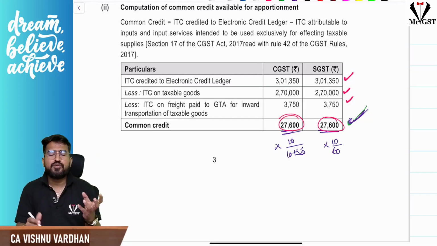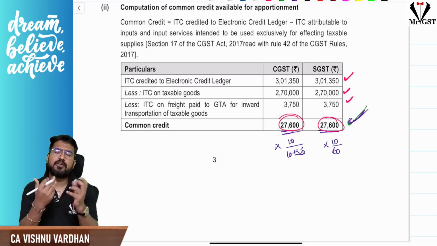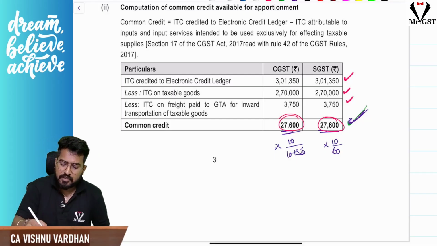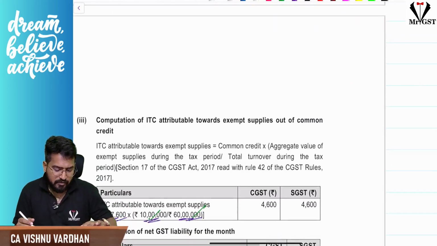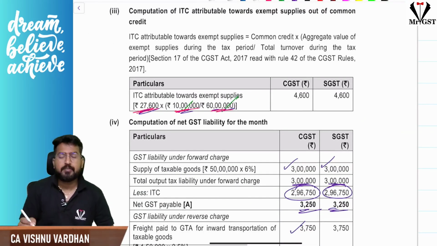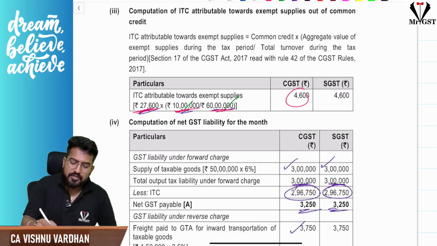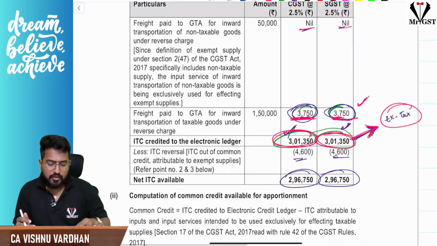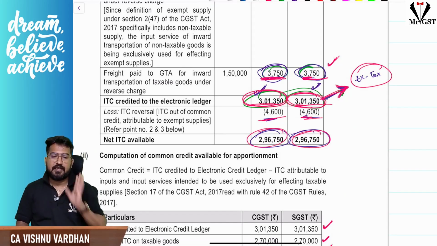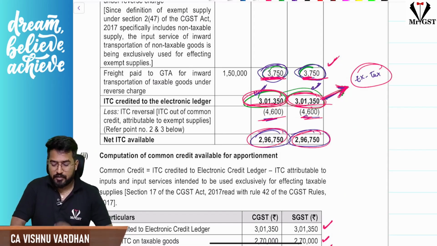From that, we should multiply by exempt turnover divided by total turnover. Exempt sales is 10 lakhs, taxable sales is 50 lakhs, that means 10 divided by 60, and automatically you will get the reversal amount. So 27,600 into 10 lakh divided by 60 lakhs gives you 4,600 reversal. So out of the amount credited to the e-credit ledger, if you minus 4,600, this is the amount available as ITC. Hope it is clear for you.